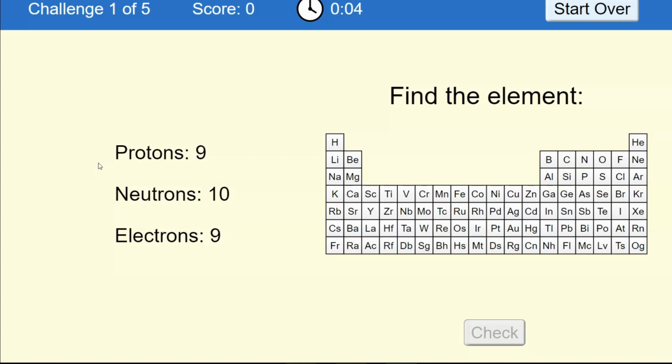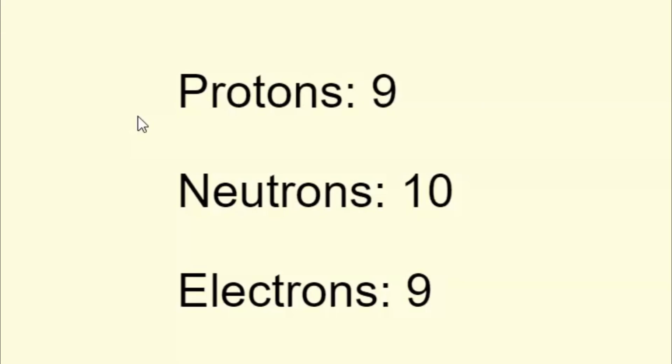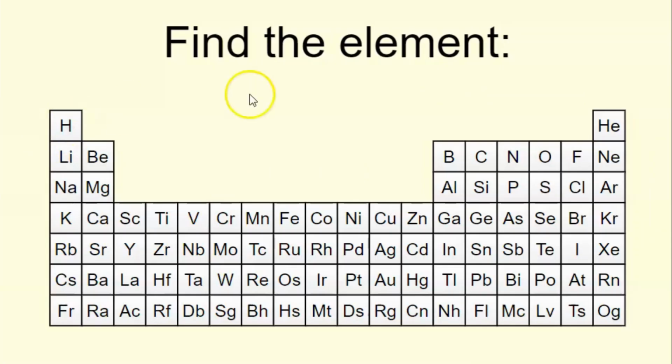Now, based on everything we've learned, what kind of atom is this? So let's take a look. How many protons does this have? It has 9 protons. So we're going to count 1, 2, 3, 4, 5, 6, 7, 8, 9. So that atom is fluorine.